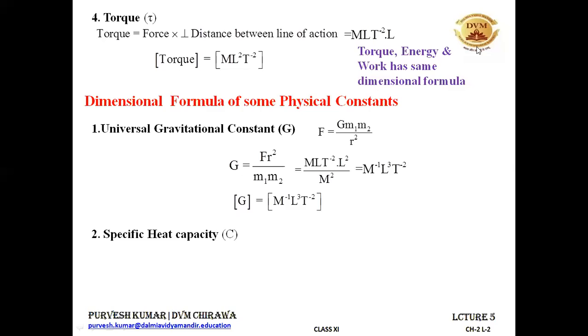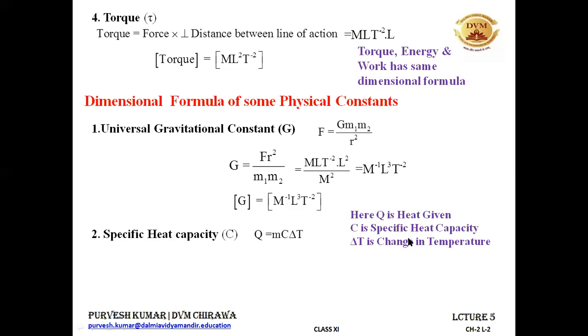We need to find the dimensional formula for specific heat capacity. This specific heat capacity is a constant denoted by capital C. First, you should know by which formula we can find this specific heat capacity. For this, we have the formula Q is equal to mc delta T, where Q is the heat given, m is the mass, and delta T is the change in temperature.